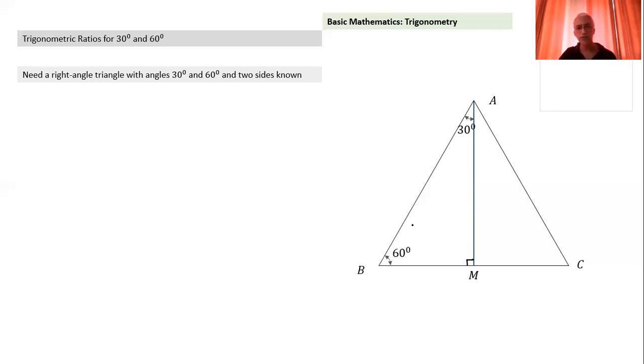Do we know the length of the sides? Let's say we assume the side of the equilateral triangle was L. Can we find the length of the side here? Side BC was L. BM is half of it. So BM will be equal to L by 2. So now we have two sides of the triangle.